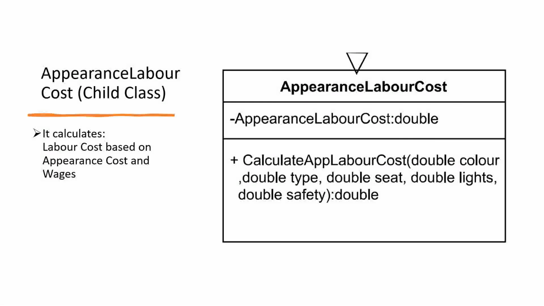The appearance labor cost is the child class of appearance cost, doing the same work as the performance labor cost, except that it calculates the labor cost using the appearance cost and the percentage of wages. It uses one instance variable, appearance labor cost, taking the double input and calculating the labor cost.